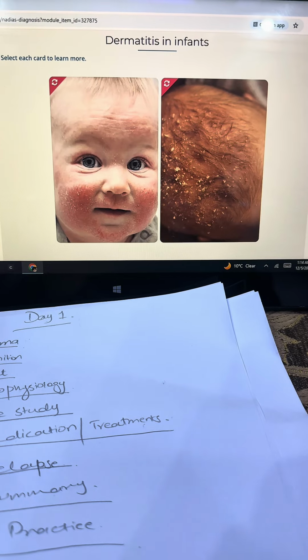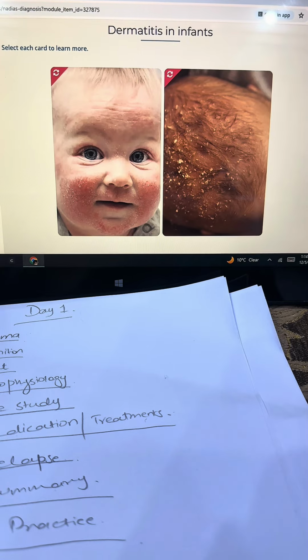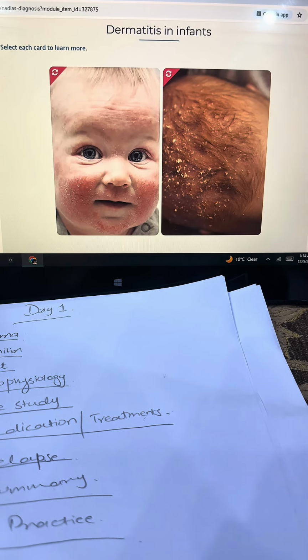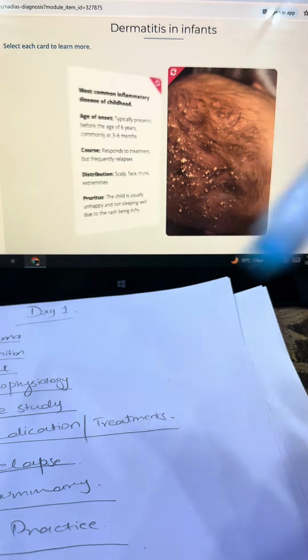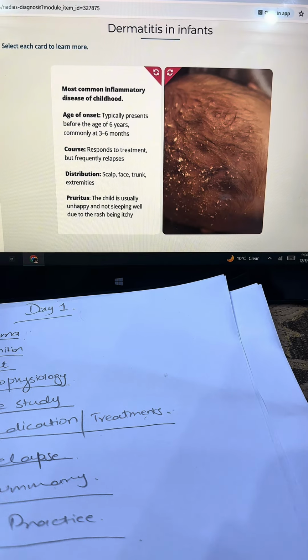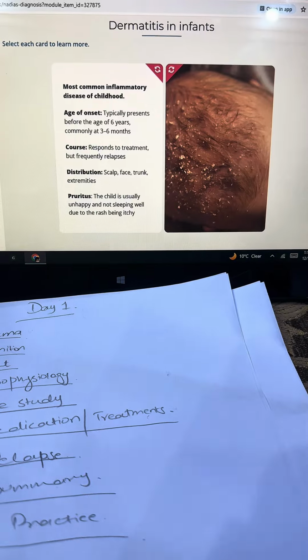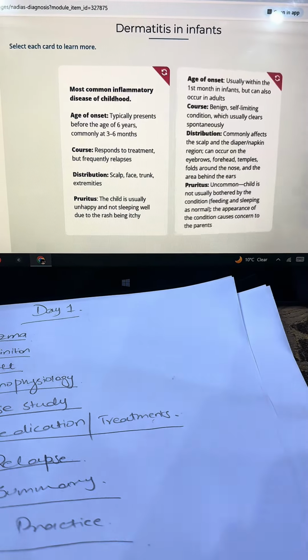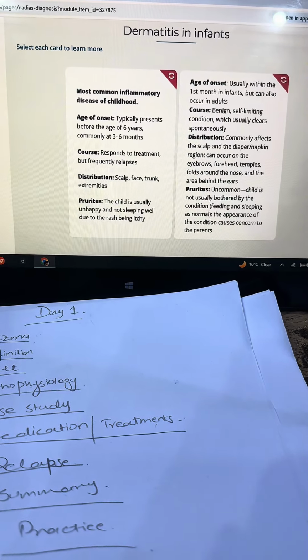Dermatitis in an infant: you can see clarity in the scale, xerosis, erythema, and the barrier disturbance in these two pictures. It is one common inflammatory disease of childhood, with age of onset, course, and distribution, and itching. And the second one is distribution, same as itching. Itching may disturb the feeding and sleeping patterns of the patient.